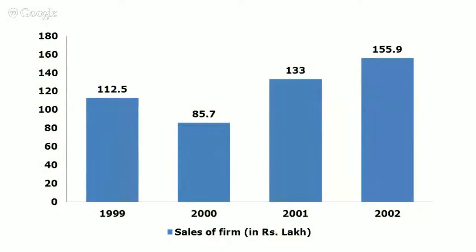So on our screen, as we can see, is a bar graph. This is a bar graph which represents the sales figure for a firm for different years, starting from 99 to 2002. So we can see that in the year 1999, the sales for the firm was 112.5 lakh rupees. Then in the year 2000, the sales for this firm was 85.7 lakh. In 2001, the sales was 133 lakh. And then in the year 2002, the sales for the firm was 155.9 lakh rupees.